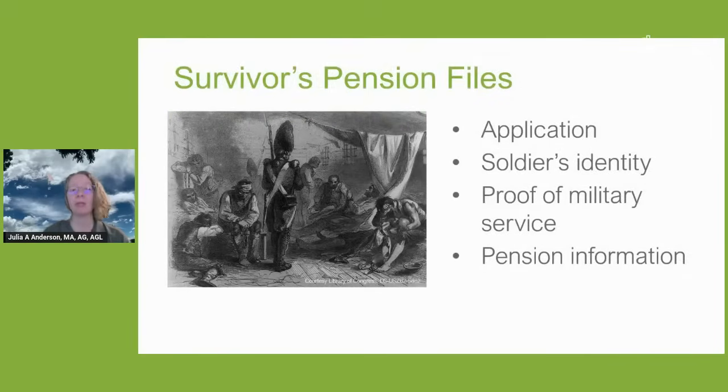Each survivor's pension file is stored in a 10 by 14-inch envelope at the National Archives. The envelopes can contain anywhere from 1 to 200 pages of information, but the average is 30 pages. Every file should contain the official pension application, evidence of the soldier's identity, and proof of his military service. It will also include forms showing government action on the application and whether a pension was granted or the application was rejected.